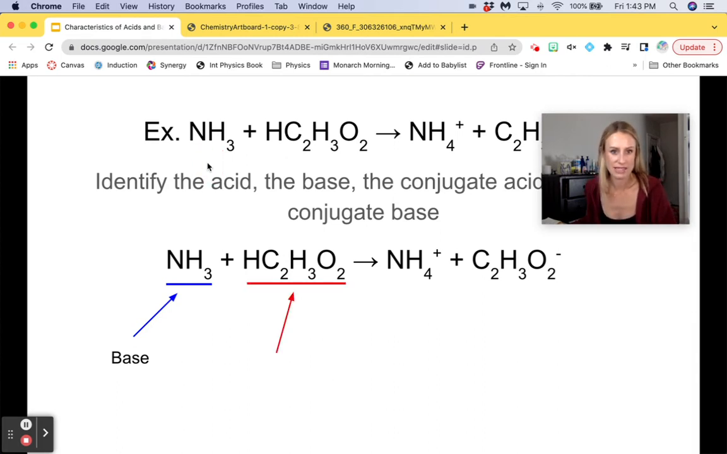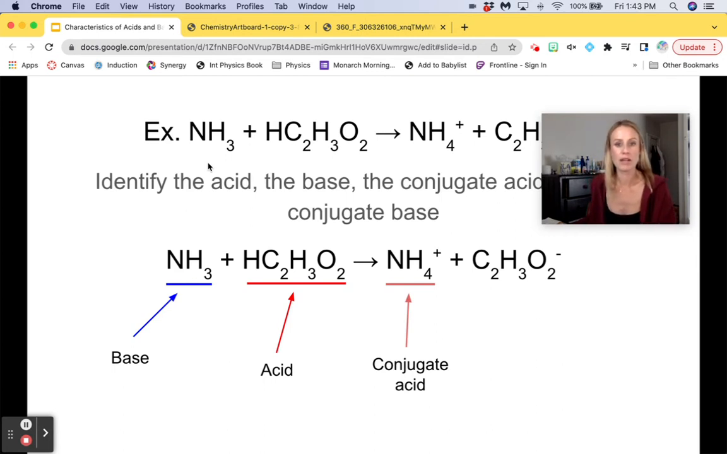So in that case, this right here is my acid. That is acetic acid. And then my conjugate acid is the thing that got the proton. So because this one right here, NH4 plus, my ammonium ion, has received the proton, that's going to be my conjugate acid. And then the conjugate base right here is the thing that donated that proton. So we have our conjugate base there.